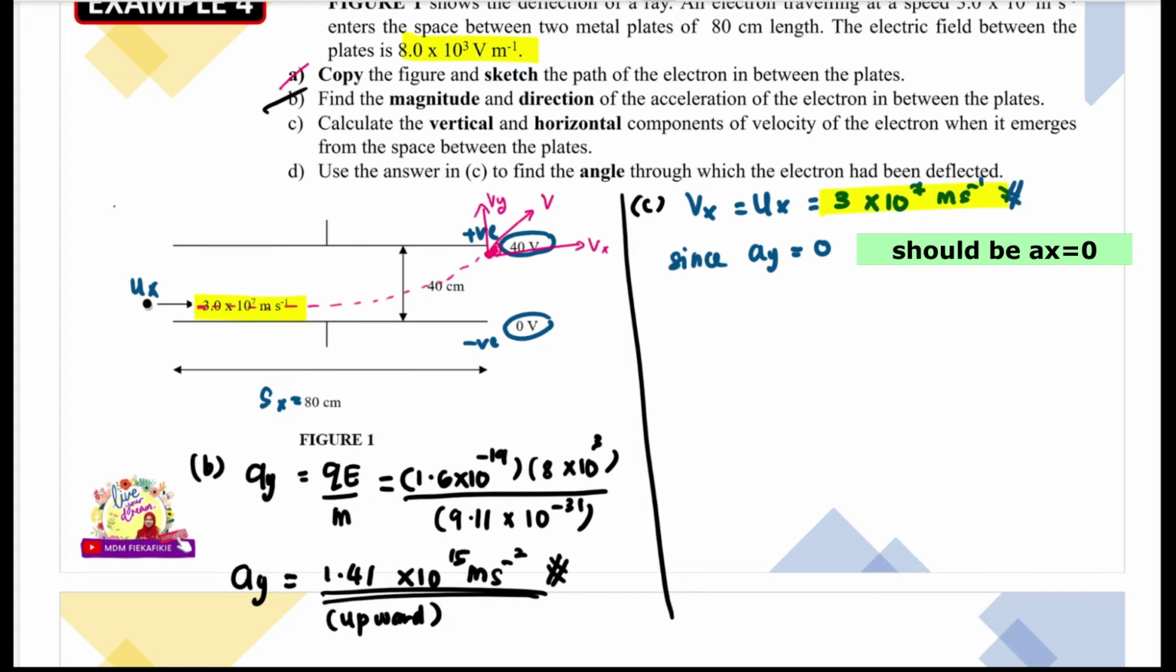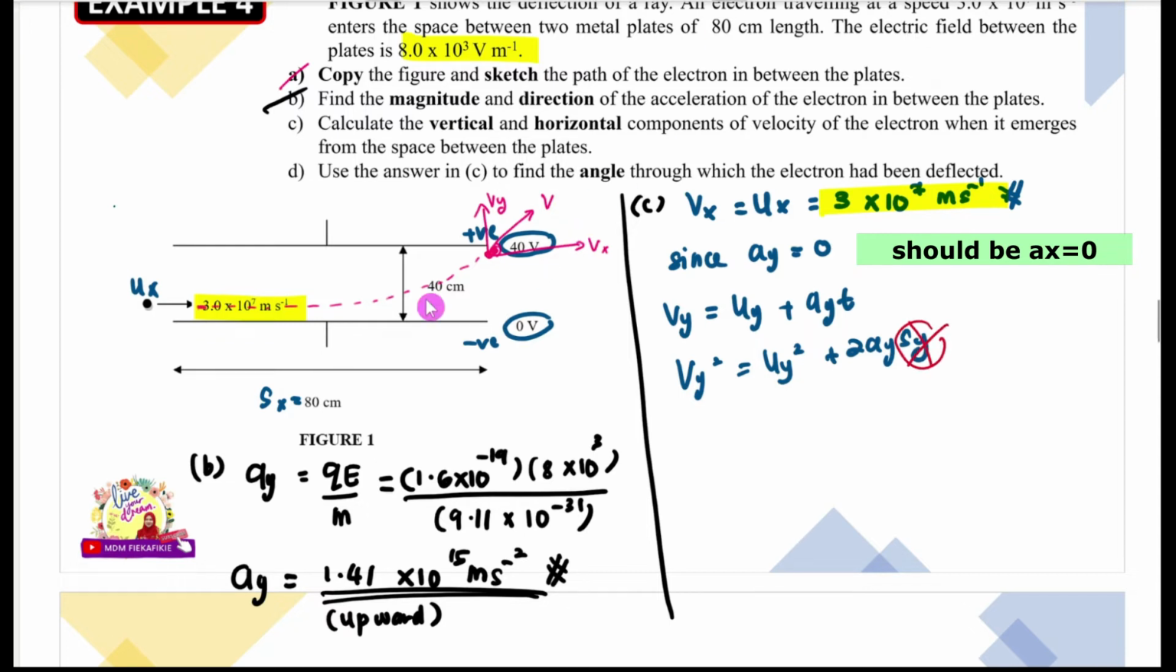And then dia suruh kira pula untuk Vy. Okay, so kita nak guna formula apa? Kita boleh je guna formula Uy plus ayt. Kan? Kita tak boleh guna formula, kita nak cari Vy, boleh ke kita guna formula ini? Sy. Tak boleh kan? Sebab kita tak tahu Sy dia berapa. Okay? Ataupun kita nak guna formula Vy squared. Kalau yang ni tak boleh. Kenapa tak boleh? Sebab kita tak tahu nilai Sy ni. Kita tak boleh kata Sy dia 40 cm.